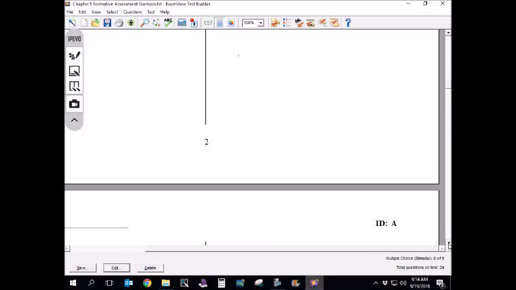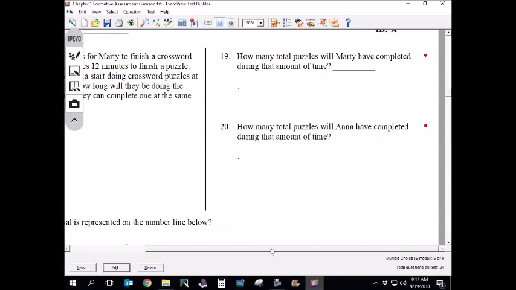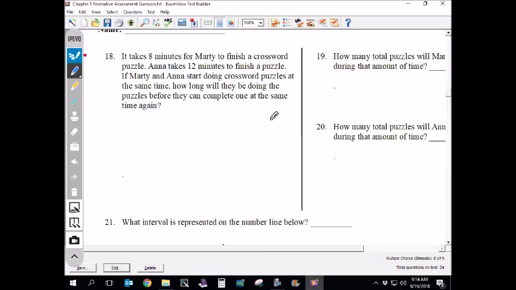All right, last page here. This is learning target number 9 also, and yes, you need work here for sure. It takes Marty 8 minutes to finish a crossword puzzle. Anna takes 12 minutes to finish a puzzle. If Marty and Anna start doing crossword puzzles at the same time, how long will they be doing the puzzles before they can complete one at the same time?